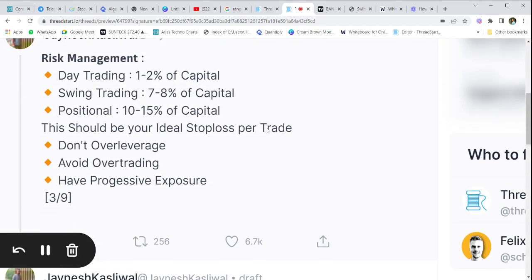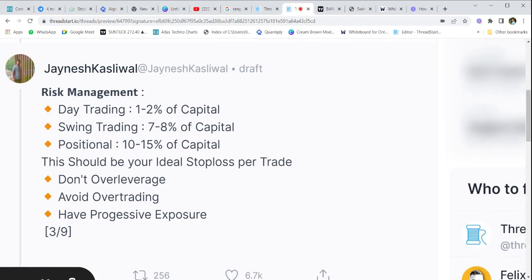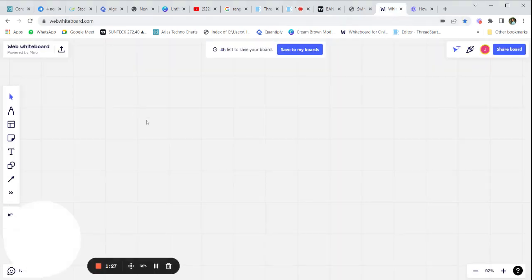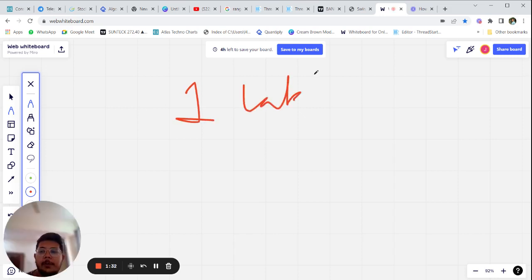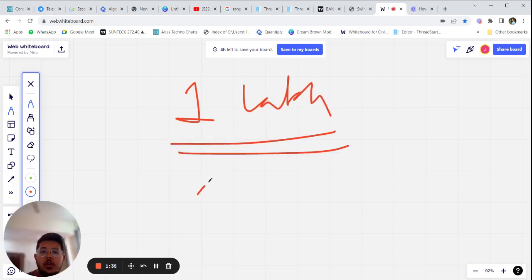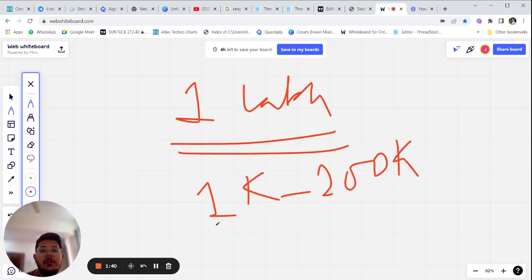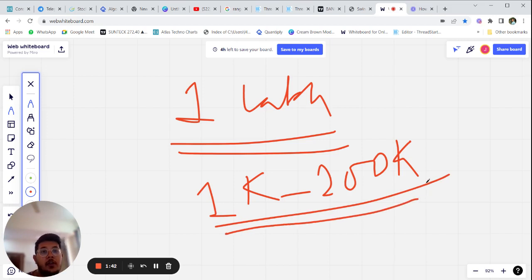Secondly, risk management. Now risk management is one of the most important things of trading, and most of the times people are forgetting that risk always comes with reward, or reward always comes with risk. Now for an intraday trader, the maximum risk per day should not be more than 1 to 2% of your entire capital. So let's say that your entire capital is 1 lakh rupees. If you are a trader with 1 lakh rupees capital, you cannot afford to lose more than 1 to 2,000 rupees on any single day, because you have to live to trade for another day.